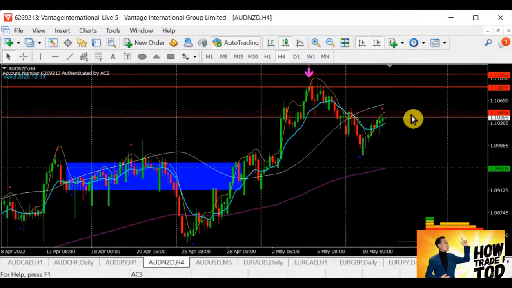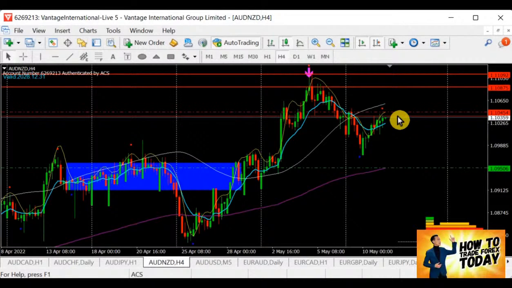Please take note. Make sure you break the resistance. After breaking, it retests the resistance to become a support. Then you start buying. This is very important.